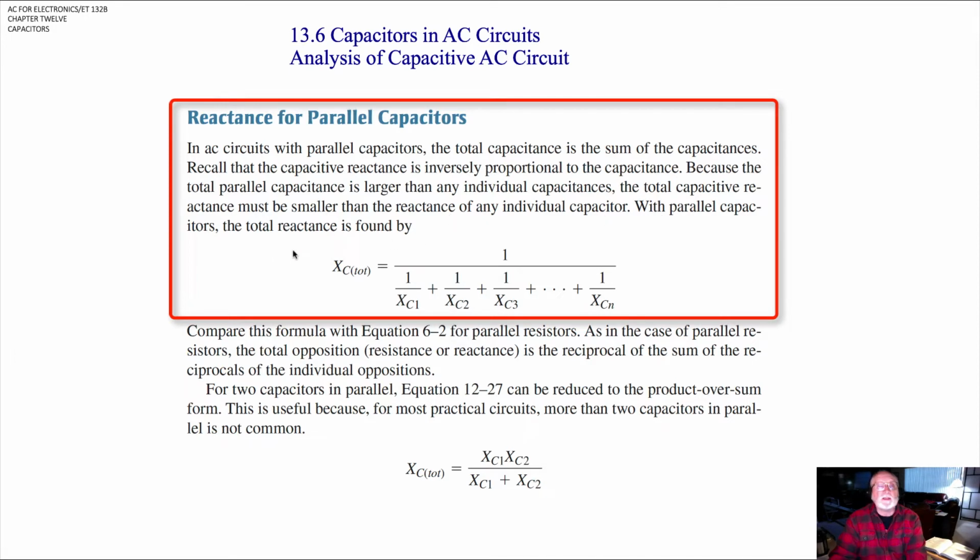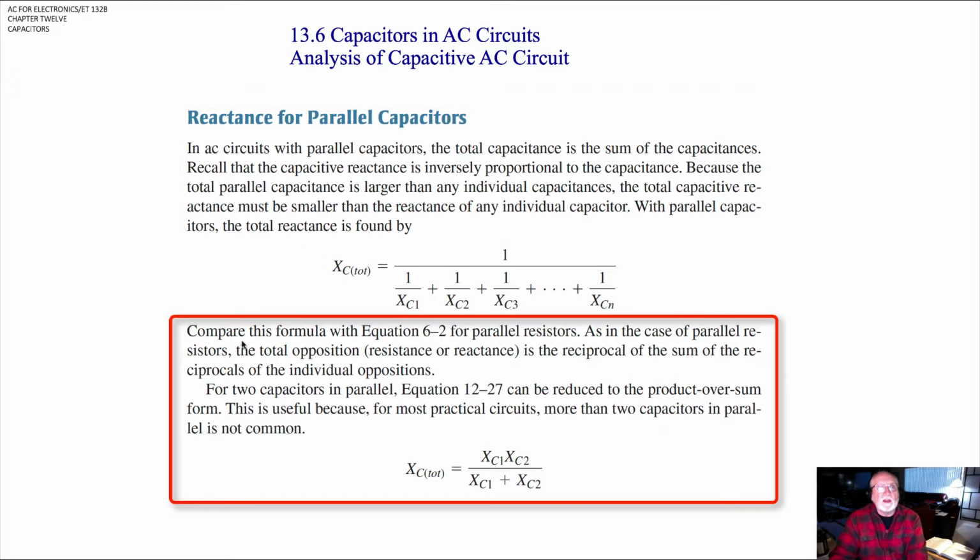With parallel capacitors, that is the basis, the general formula. If we compare this formula to the formula we learned in ET131 for parallel resistors, in the case of parallel resistors, the total opposition, resistance or reactance, is the reciprocal of the sum of the reciprocals of the individual oppositions. That's exactly what we see in the general relationship.